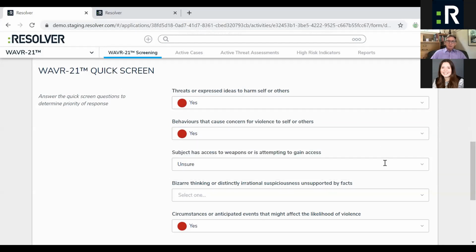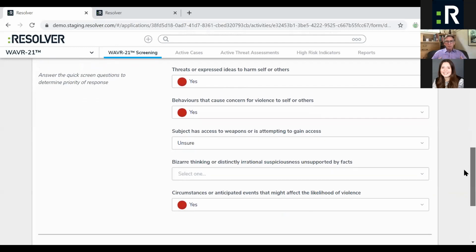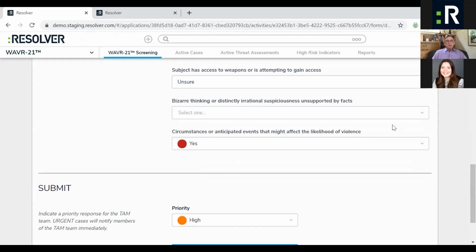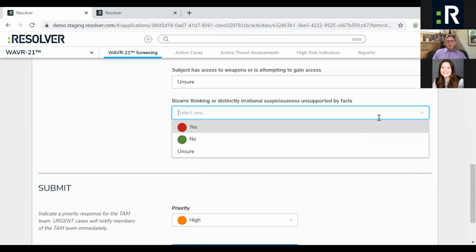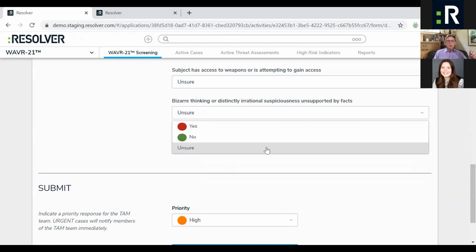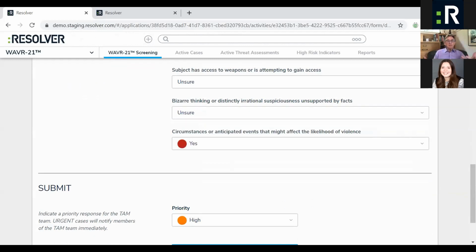Does the subject have access to weapons or is attempting to gain access? We don't know, so we're unsure of that. And by the way, we're not discriminating against people who have firearms. It's about having access to a weapon in a troubled context. So then the next one is bizarre thinking or distinctly irrational suspiciousness. These are where acute mental symptoms with violent content may play a part. I would say unsure here, because I don't get that from this email, but there's so much that we don't know from this first email, of course. There's always more we would like to know. So we're unsure there, but what this shows is what we'd like to know as well.